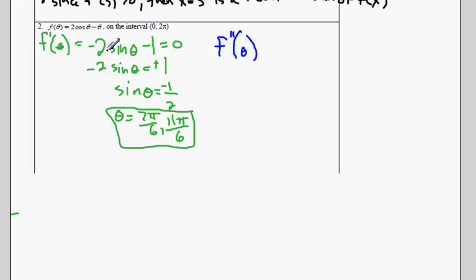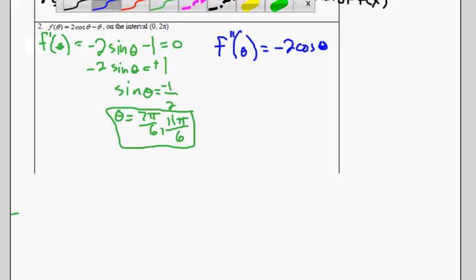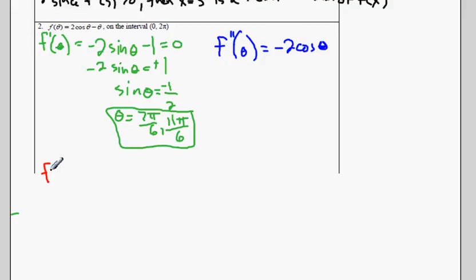So my second derivative is going to be equal to negative 2 cosine theta. And the derivative of negative 1 is just going to be 0. And so now, every place I found where the first derivative was 0, I'm going to substitute that into the second derivative. So that's 7 pi over 6. We'll find out what that is. We'll do the second derivative of 11 pi over 6.